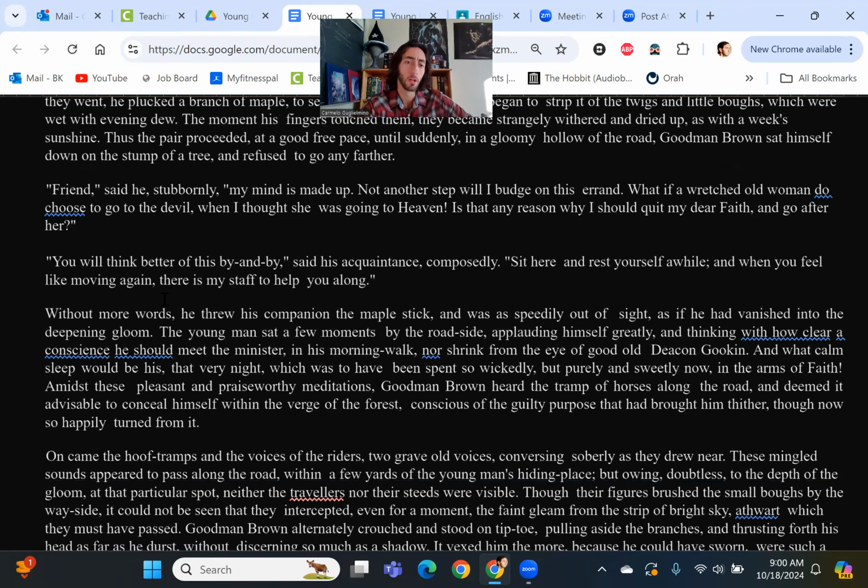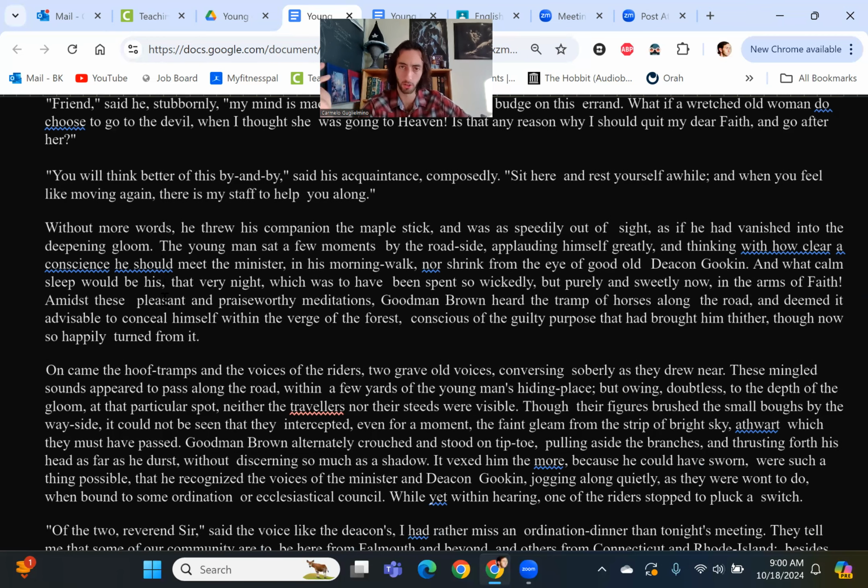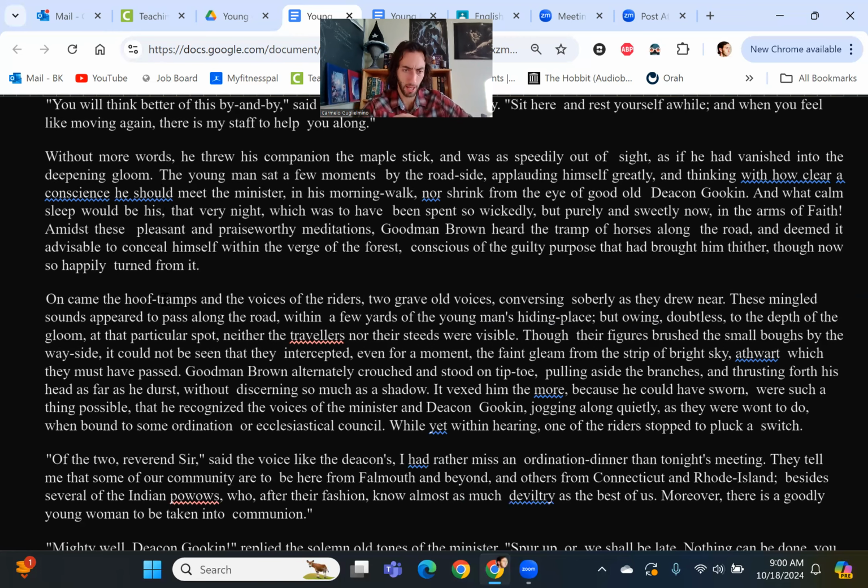"You will think better of it by and by," his acquaintance said. "Sit here and rest yourself a while, and when you feel like moving again, there is my staff to help you along." Okay, so he disappears, and Goodman Brown sits here.